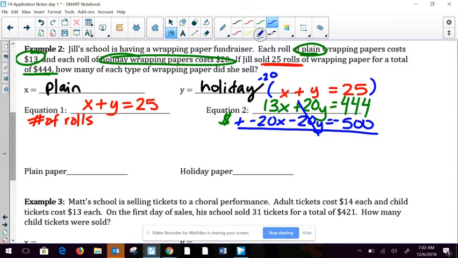Finally, what is 13x's minus 20x's? Good, it's negative 7x. And what is 444 plus a negative 500?